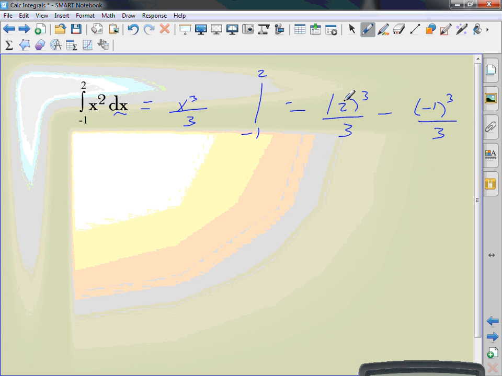What's 2 cubed? 8. 8/3. What's -1 cubed? -1. What's minus -1? Plus 1. So what's 8/3 plus 1/3? 9/3, which is 3.